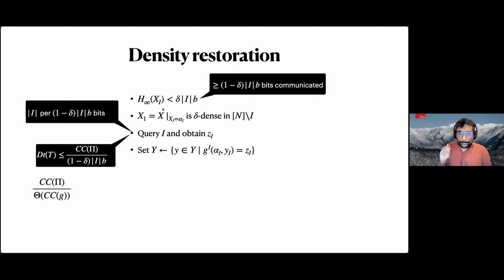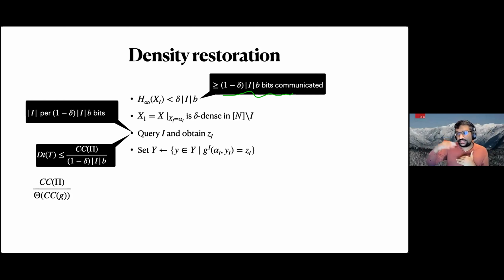Thank you. So here, in density restoration, what have we achieved? We know that whenever we did density restoration, there was some set of blocks I where the min entropy dropped below this threshold. But initially we started with the root node where the min entropy of xi was exactly IB bits. So intuitively, for min entropy to drop to this threshold, there must have been a lot of communication. How much? Precisely this much. And now we are querying I and obtaining CI.